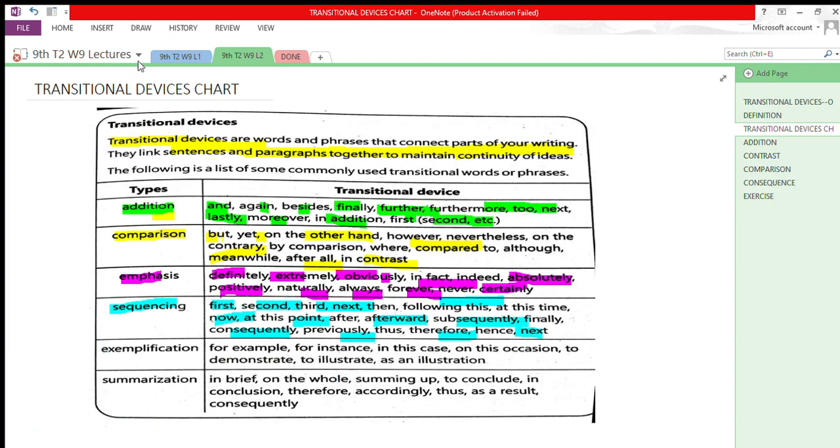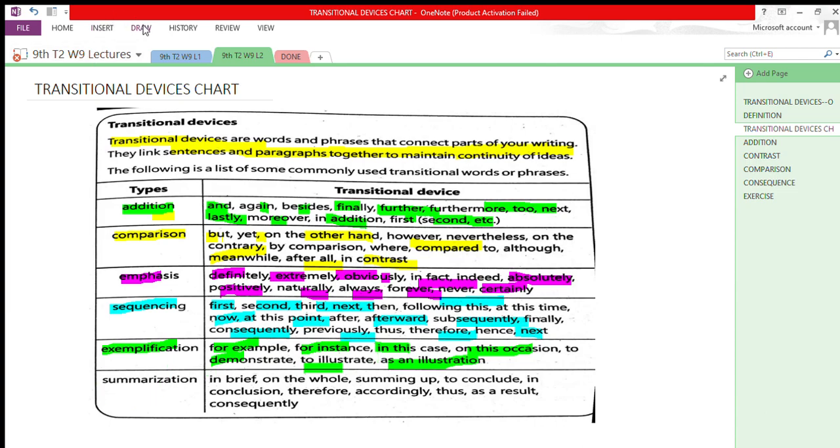Now, when you are exemplifying your point of view, you are giving examples. So what transitional words can you use? For example, for instance, in this case, on this occasion, to demonstrate, to illustrate, as an illustration. So these phrases are known as transitional devices of exemplification.